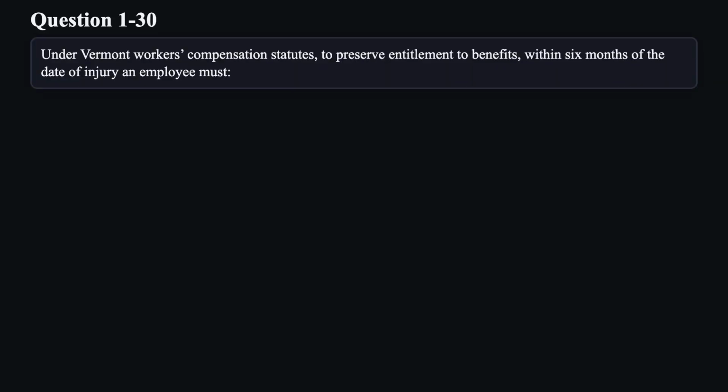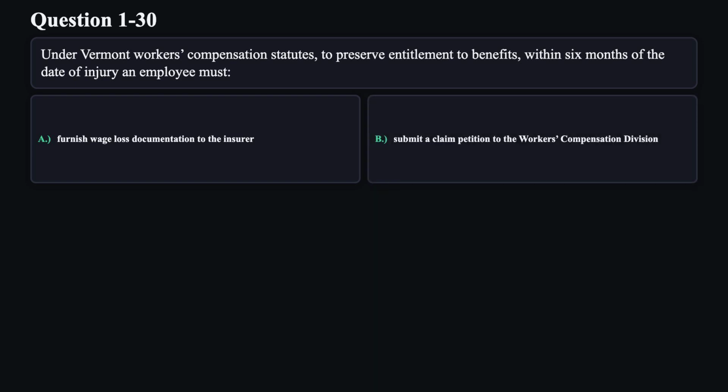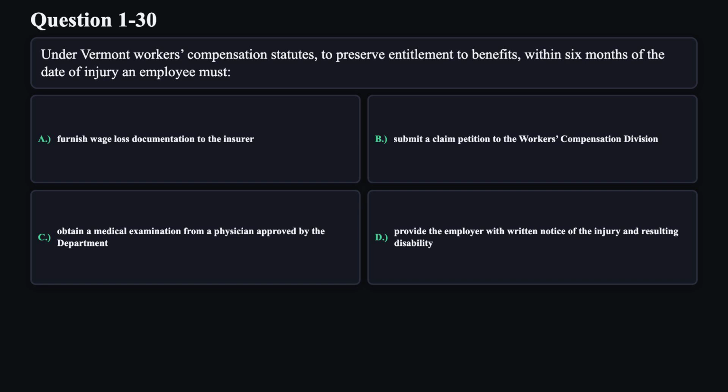Question 30. Under Vermont workers' compensation statutes, to preserve entitlement to benefits, within 6 months of the date of injury, an employee must: A. Furnish wage loss documentation to the insurer. B. Submit a claim petition to the Workers' Compensation Division. C. Obtain a medical examination from a physician approved by the department. D. Provide the employer with written notice of the injury and resulting disability.